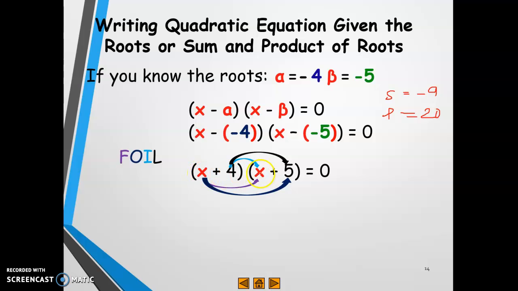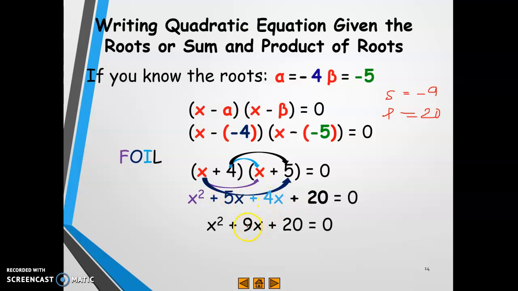We have here x times x, x squared, x times 5, 5x, x times 4, 4x, and then 4 times 5 is 20, right? Then if you combine these two, 5x and 4x, that's basically 9x, right? So x squared plus 9x plus 20 equal to 0.